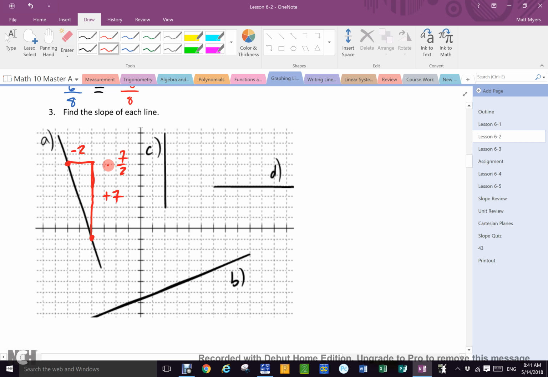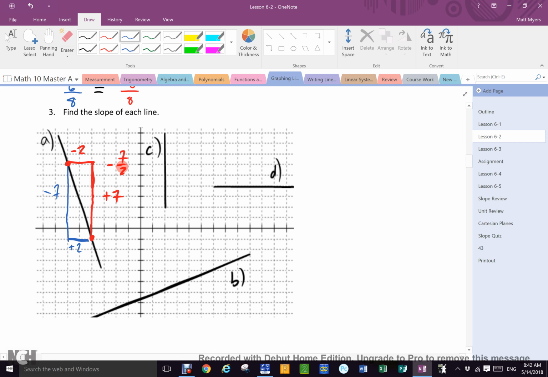7 over 2. Negative. Can the negative be with the numerator? Can the negative be with the denominator? Can the negative be right in the middle? Can the negative be at both? No. Is everybody good? What if you started from this point and said, Mr. Myers, I like to start at the top. Okay, do rise first. What's this? Negative 7. What's this? Positive 2. Same value. Everyone cool? Great.